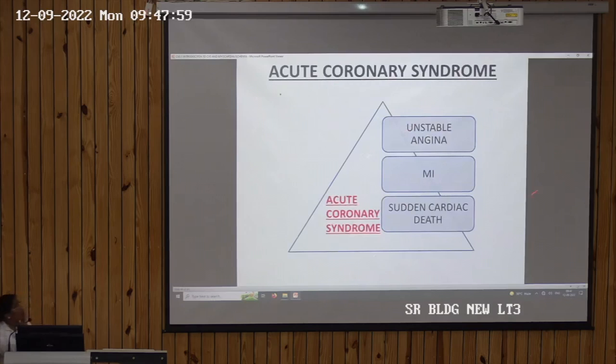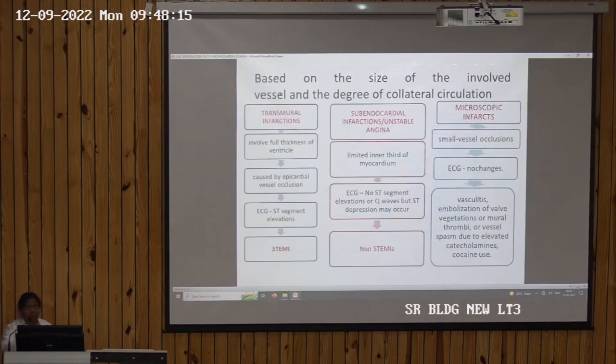Now, there is a term acute coronary syndrome. I have covered all this. In this, there is unstable angina, myocardial infarction, and sudden cardiac death. So I have taken the angina and the myocardial infarction part. If there is transmural infarct, it will cause ECG ST segment elevation, known as the STEMI type of myocardial infarct. If there is subendocardial infarct, it is non-STEMI, and if there are microscopic infarcts, then in ECG you won't find any changes.